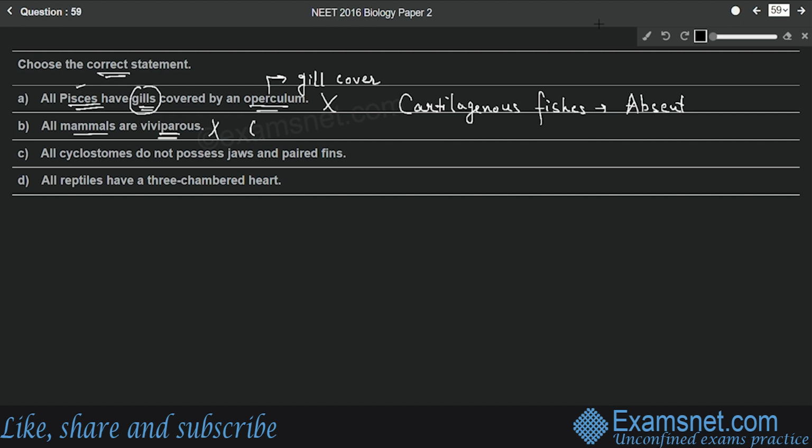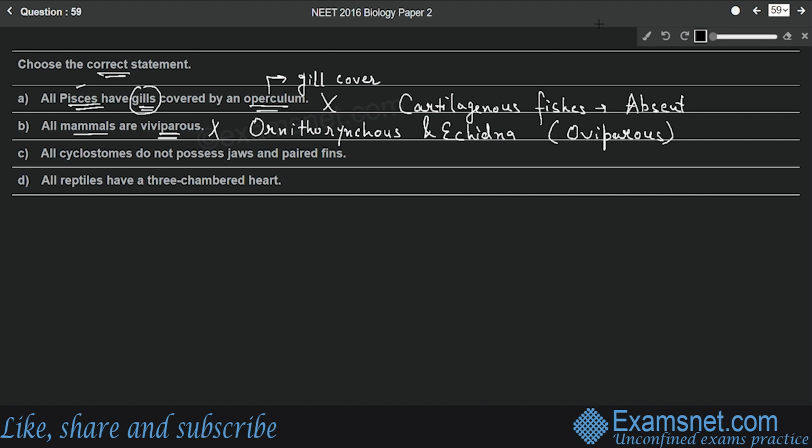For example, if we talk about Ornithorhynchus, that means platypus, and echidna, these are exceptions because these are not viviparous, these are oviparous. Therefore this statement is incorrect.